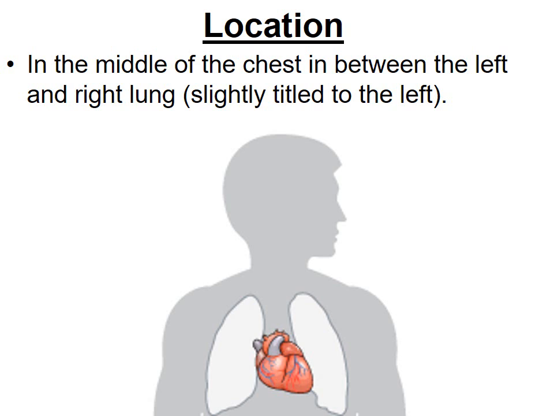So where is the heart actually located? It's in the middle of the chest. A lot of students say that the heart is actually located on the left side. It's just slightly tilted to the left. It is in between your left and your right lung, though. And so remember, we saw the left lung had a cardiac notch to make room for that heart there.